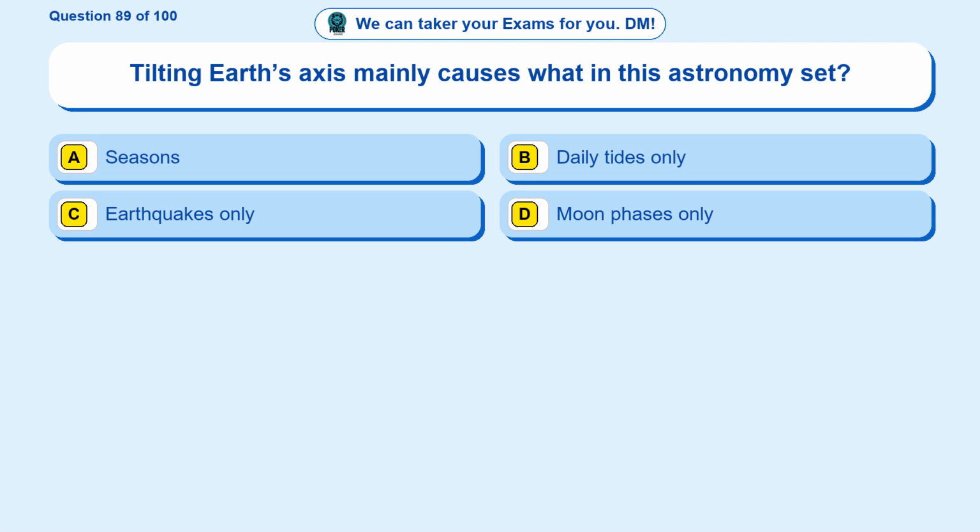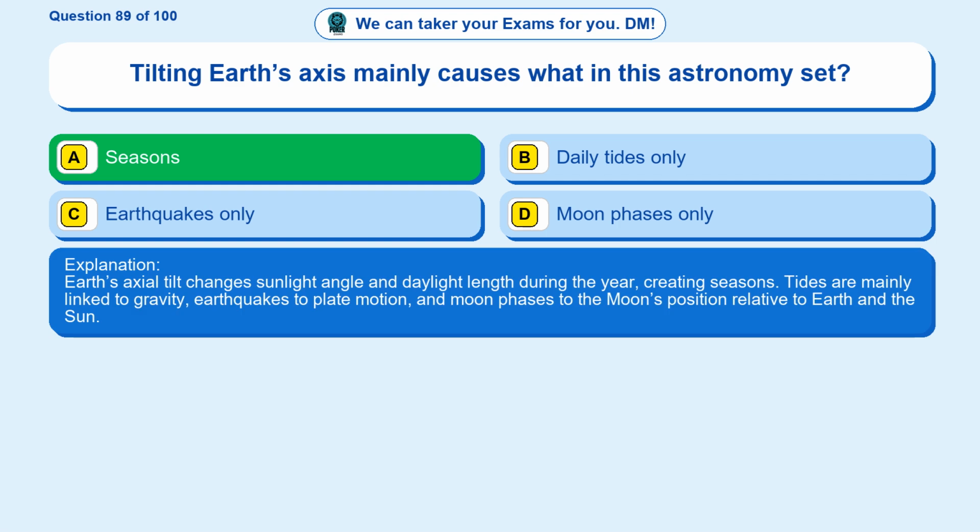Question 89. Tilting Earth's axis mainly causes what in this astronomy set? Option A, seasons. Option B, daily tides only. Option C, earthquakes only. Option D, moon phases only. The correct answer is option A. Seasons. Earth's axial tilt changes sunlight angle and daylight length during the year, creating seasons. Tides are mainly linked to gravity, earthquakes to plate motion, and moon phases to the moon's position relative to Earth and the Sun.